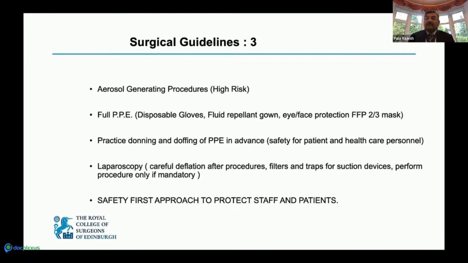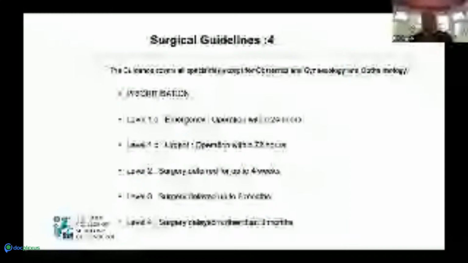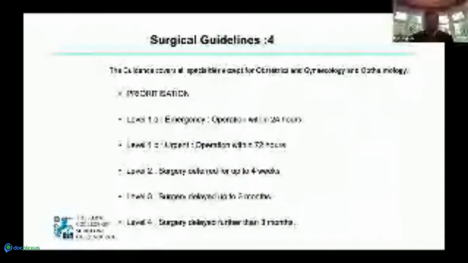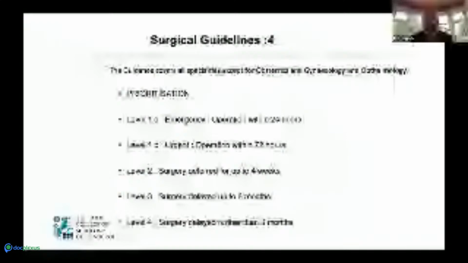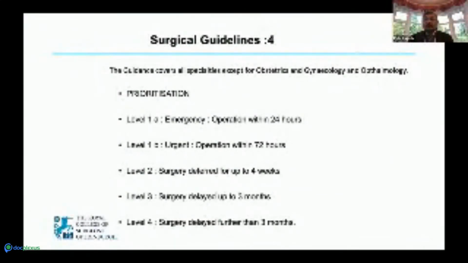Then the guidelines for surgery was set by the FSSA along with all the four surgical colleges. The guidelines cover all the specialties except obstetrics and gynecology and ophthalmology, who have their own colleges. So prioritization was done in 4 levels. Level 1 was subdivided into 2. Level 1A was emergency, where the operative procedure should be carried out within 24 hours, and it was a life and death situation. Level 1B was urgent operative procedures, where the procedure could be carried out within 72 hours.